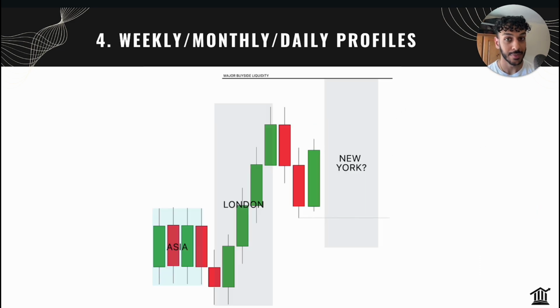Now going a bit deeper into daily profiles, we look at the relationship between London and New York. So what I'd do, and obviously this would be homework for yourself, is to actually go and look at the relationship between London and New York. Now I'm going to give you the most typical relationship there is, and it's basically that when London continues in one direction, New York is likely to retrace into an OTE and continue that direction. But the main key point is as long as major buy side liquidity in this case hasn't been met.